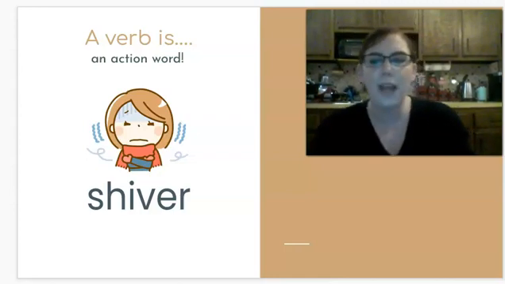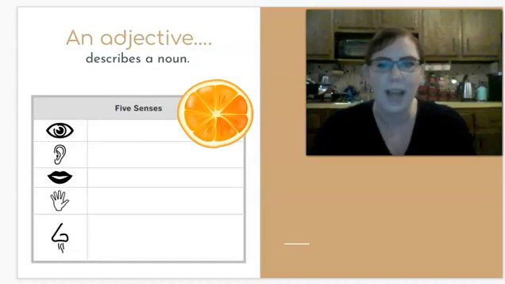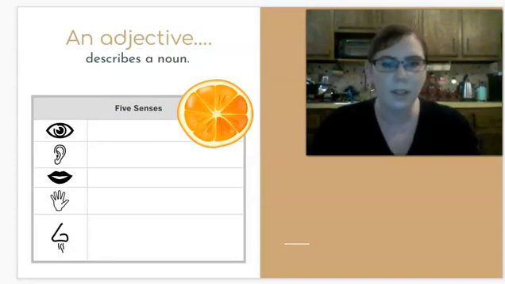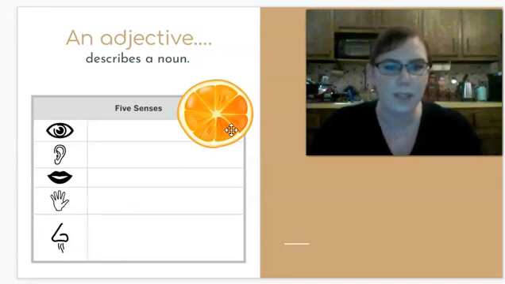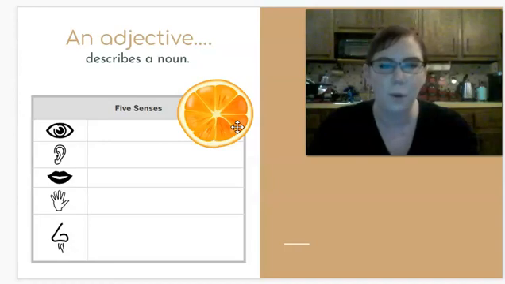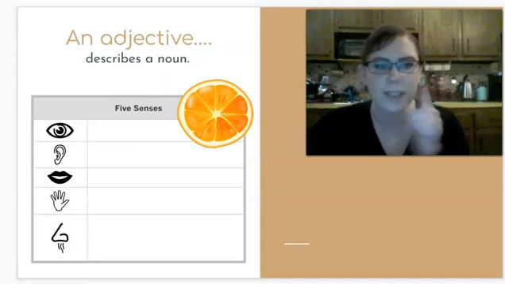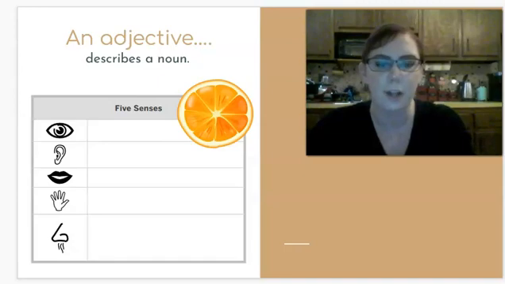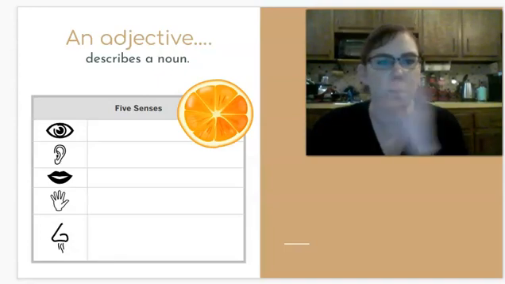Does anyone remember what an adjective does? What is an adjective's job? An adjective's job is to describe a noun. So here, I've got a noun on this page. Do you see the noun? The noun is orange. Orange is a thing. Can you describe that noun using your 5 senses? Let's start with sight. What do you see? I see the color orange. I see something that is round. I see something that is pretty small.